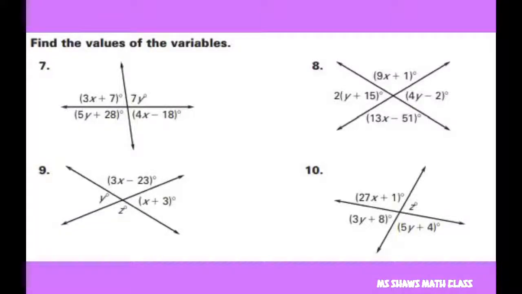One, we're going to find the values of the variables, and we're going to get started with number 7. We're basically using the vertical angles congruence theorem and the supplementary angles theorem. So here's the first one, and I'm going to solve for y and x using the vertical angles theorem. These two angles are congruent, so I set them equal to each other.